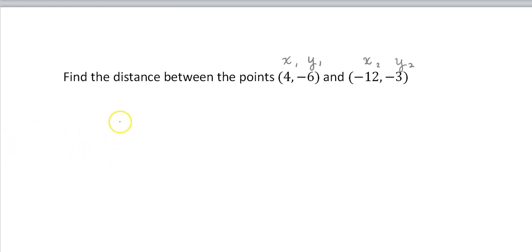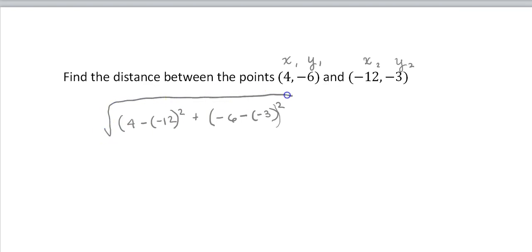Let's go ahead, and I'm going to say my x values. So I'm going to have a 4 minus a -12, quantity squared, plus my -6 minus -3, quantity squared, and then we're going to take the square root of all that. I'm not sure if this is going to give us a nice number or not, but we'll go ahead and see what we can come up with here.